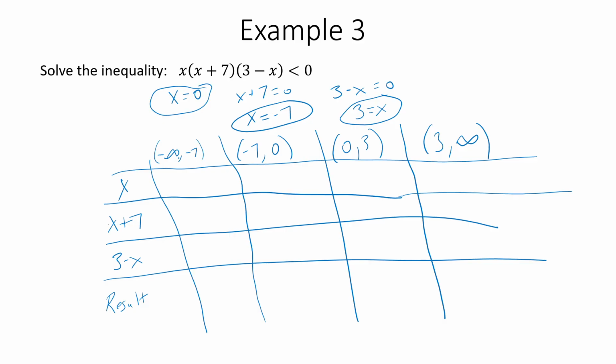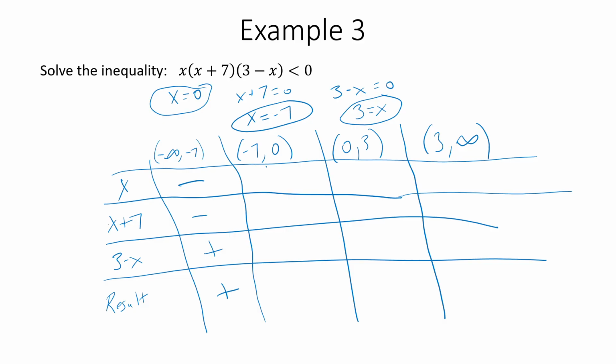Now, let's see what we come up with on each of these. So what if we choose a number between negative infinity and negative 7 and see what it gives us on each of these? I'll choose negative 8. Negative 8 for x just gives you a negative number. Negative 8 for x plus 7 gives you a negative number. Negative 8 for 3 minus x actually gives you a positive number. Negative times a negative is a positive, times a positive is a positive. So we wind up with an overall positive result.